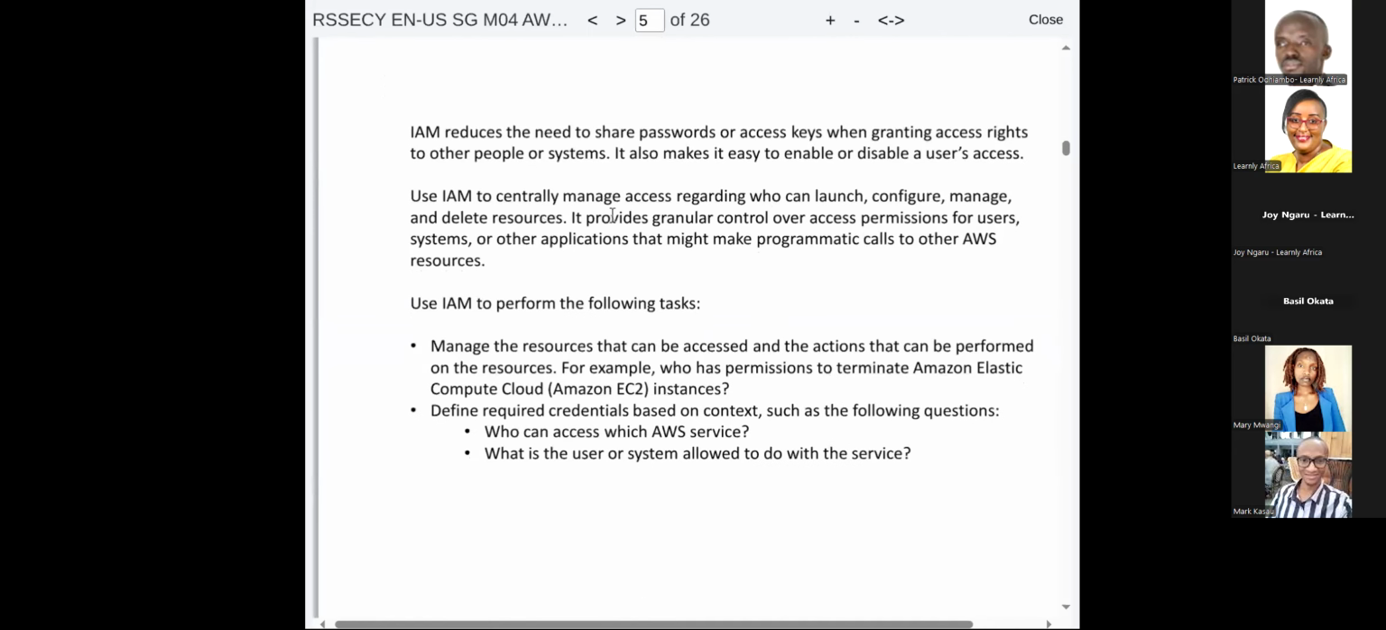IAM is a service that helps us to regulate permissions, to regulate users, and it can help us know who can access our services and who can access our accounts, and also, once this person accesses, what are they supposed to do?